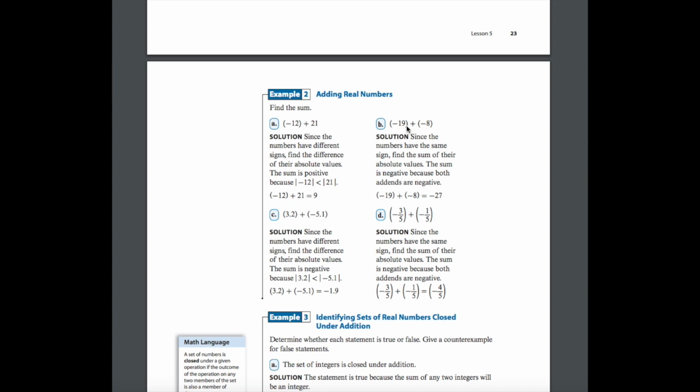Letter B, -19 plus -8. Same sign, sum, add them up. 19 plus 8 is 27. Keep the same sign. Negative is our sign, keep it negative.